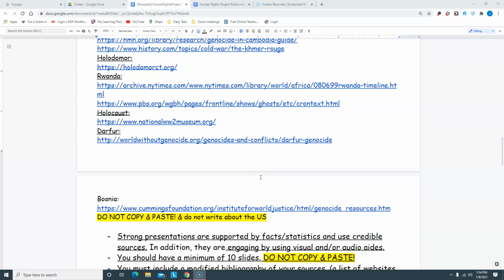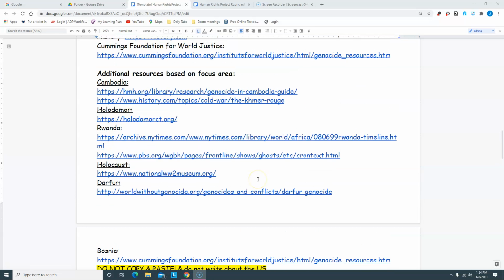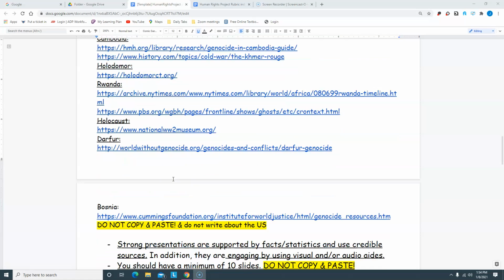Try not to use Wikipedia, okay? There's a lot of errors in Wikipedia, and let's just not go there, all right? We're looking for .org sites, nationally recognized websites, museums, human rights museums like the Holocaust Museum are wonderful resources.